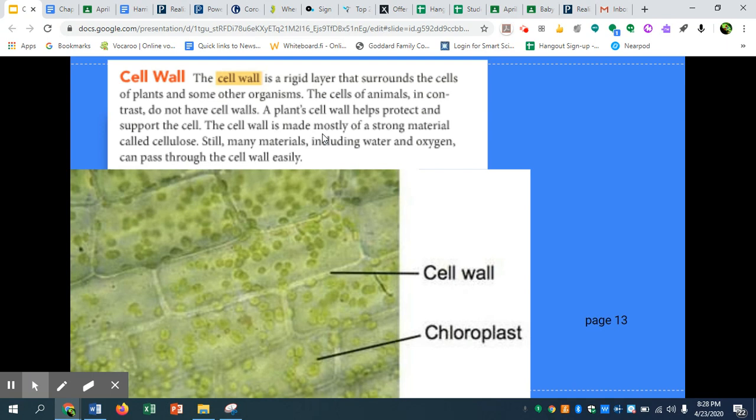If an animal cell were to take in too much water, it could burst, it could pop. So that is a big difference here, because plants are outside and they can be exposed to a lot of water. They have to have that added protection there, among other things. But that's one of the big reasons that plants have that.